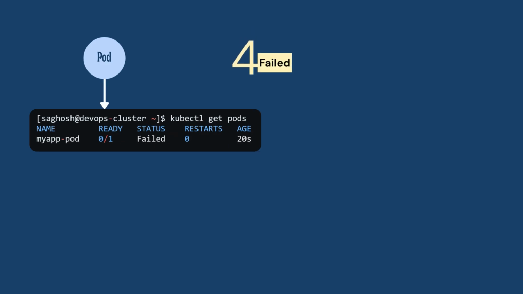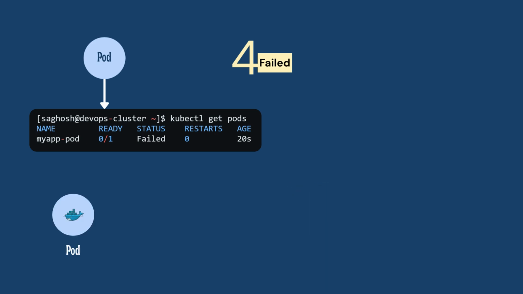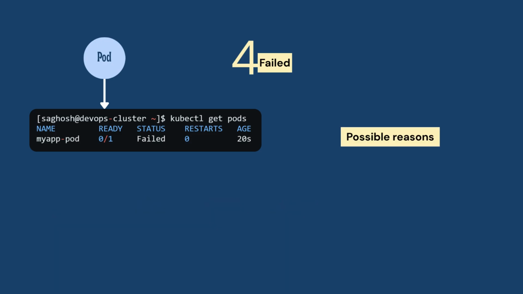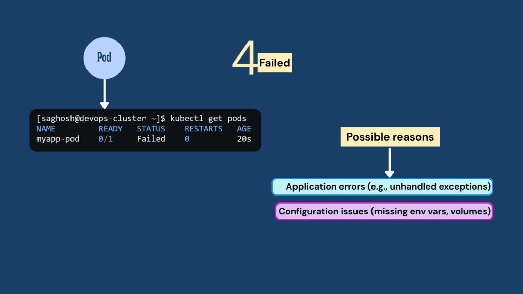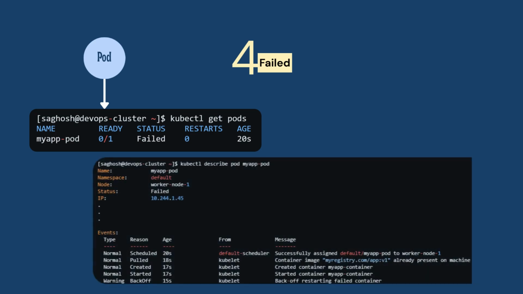Number 4, failed. Container terminated with error. If the container crashes or exits with a non-zero code, the pod moves to the failed state. The possible reasons could be application error, configuration issues, port conflict, or failed init containers. You can check with kubectl logs or kubectl describe pod for troubleshooting.